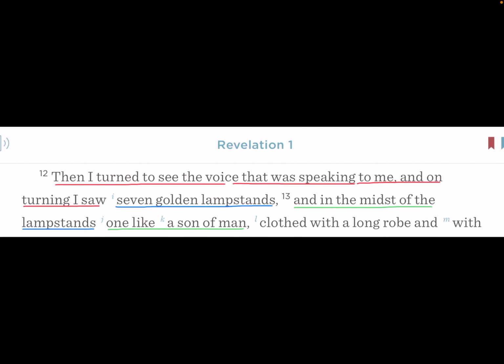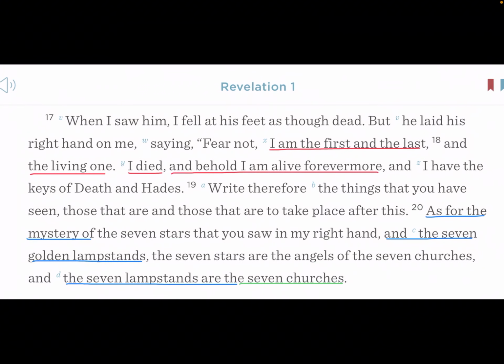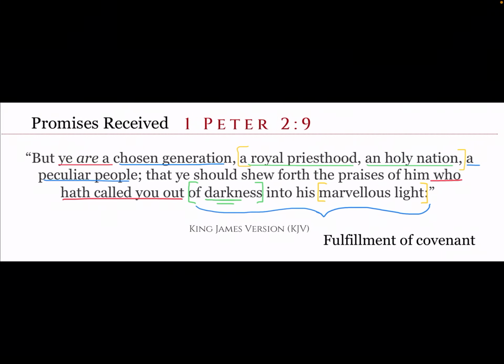Then I turned to see the voice that was speaking to me, and on turning I saw 7 golden lampstands, and in the midst of the lampstands one like the Son of Man. I am the first and the last, the living one. I died, and behold, I am alive forevermore. As for the mystery of the 7 golden lampstands, the 7 lampstands are the 7 churches. And who are the 7 churches? Well, they're the ones who received the promises. They're the ones that were the fulfillment of covenant.